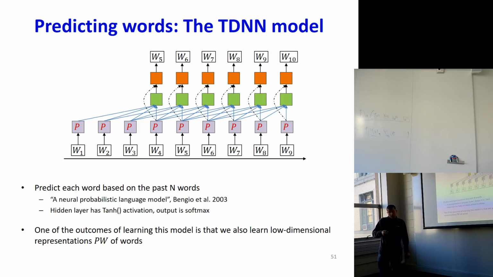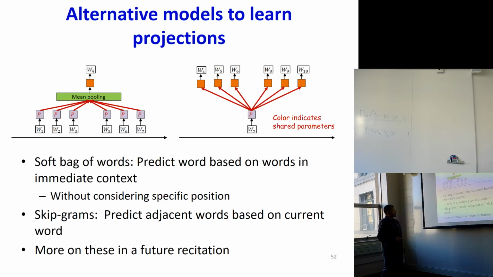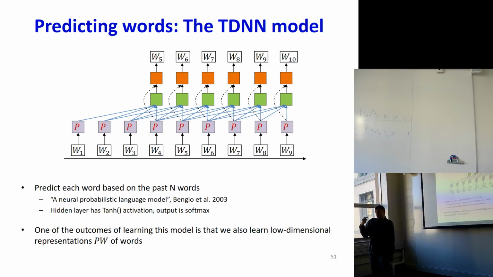And of course, if I have training data, I have all of these words, I can compute my errors and I can train my projections. So one of the outcomes of learning this model is that first, I learn to predict the next word, but I also learn a lower dimensional representation of the data itself.